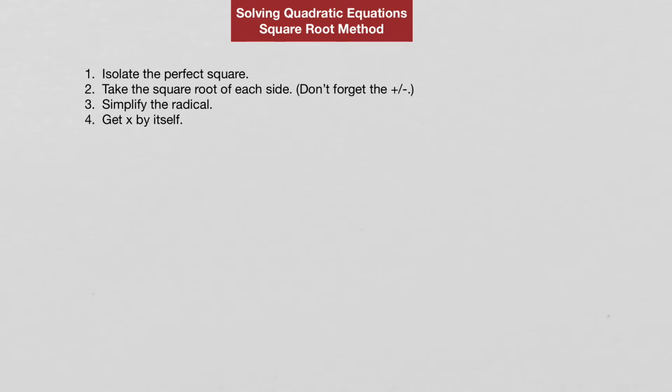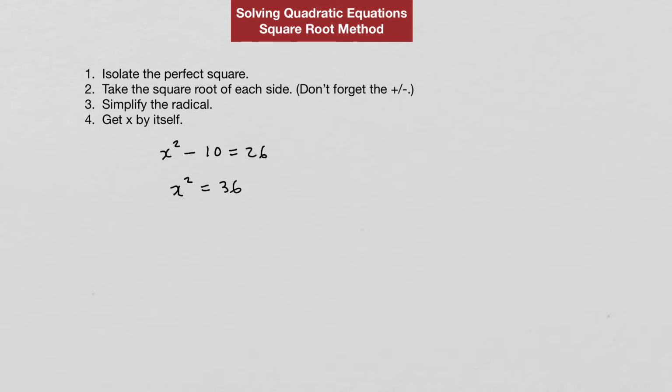So example number 1, we're going to have x squared minus 10 is equal to 26. Okay, so first step is to isolate the perfect square. We see that the perfect square is the x squared, so we need to get this minus 10 over to the other side. And to do that, we're going to add 10 to both sides, and we're left with x squared is equal to 36.